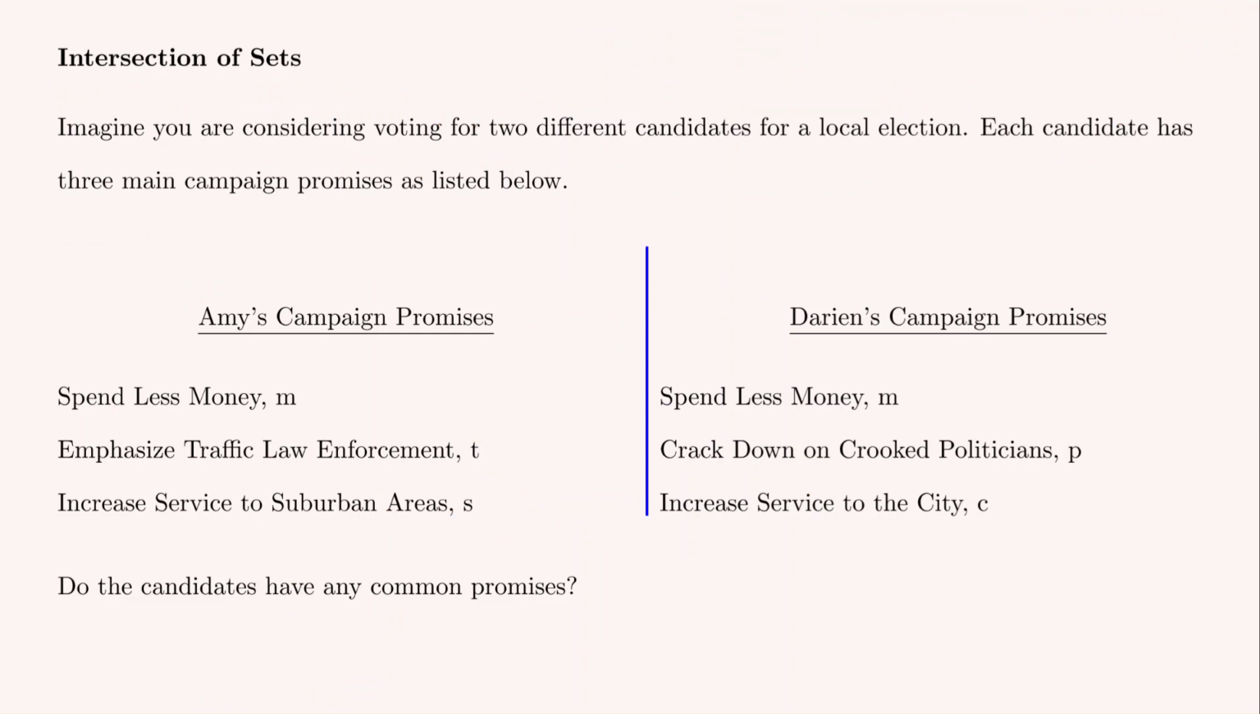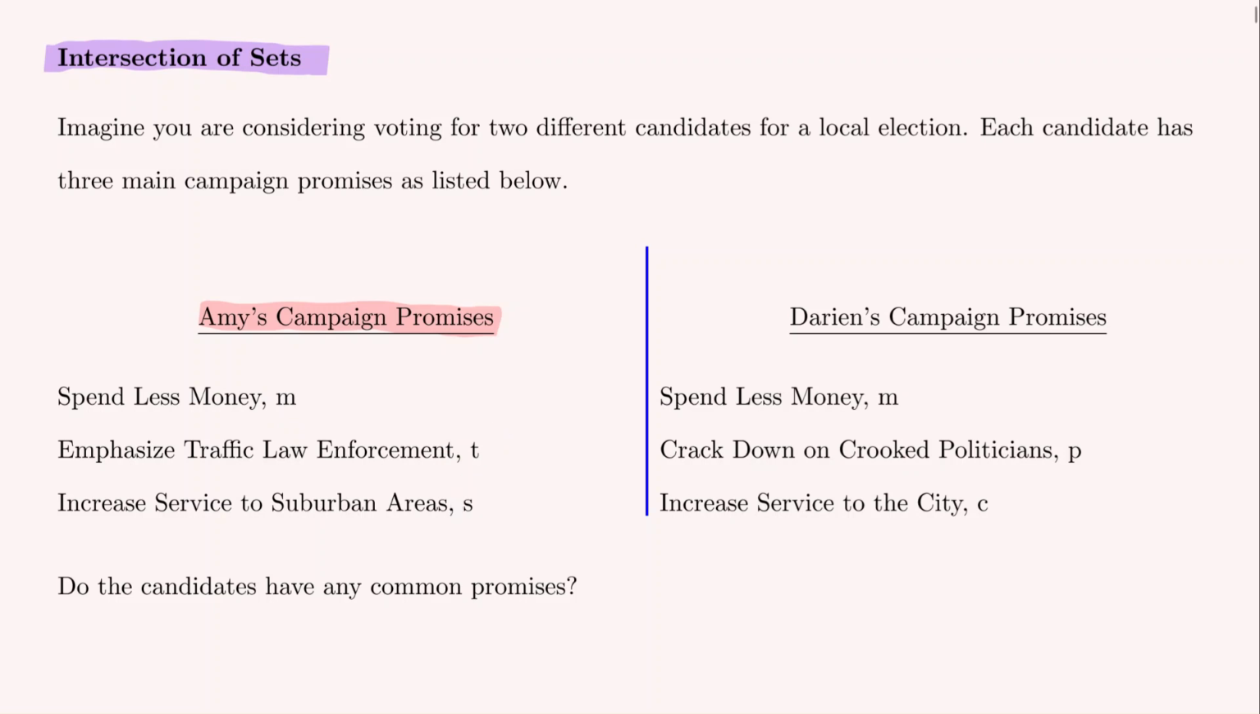The next set operation that we're going to talk about is the intersection of sets. To illustrate this example, let's consider that we're voting for two different candidates in a local election. Each candidate has listed 3 main campaign promises, and they're listed below. Amy's campaign says they're going to focus on spending less money, M, emphasizing traffic law enforcement, T, increase service to suburban areas, S.